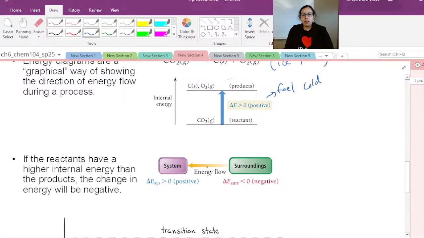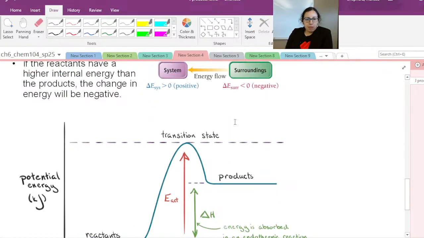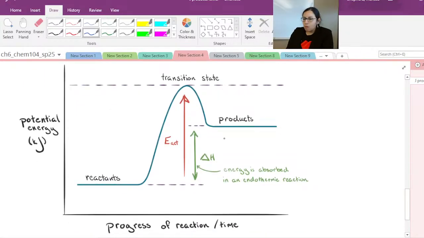And so again, we see that in this diagram. Energy is flowing into our system. Our hand is the surrounding, so it's going to feel cold to us as that energy flows from our hand to the system. And so, pretty similar energy diagram for an endothermic reaction. Obviously the key point being that now our products are higher in energy, and so this change in enthalpy corresponds to the energy absorbed, which it took from our hand or the environment.